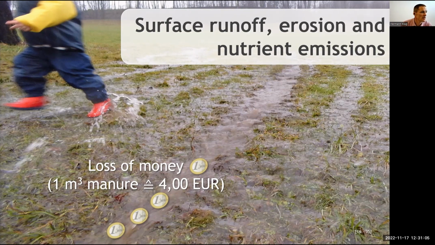So then I asked them, how much of it did you bring out to the field here? And then they just counted the amount of cubic meters and multiplied it with 4 euros. And then they said, oh, we are losing a lot of money. Yes, you are. And you're losing time, because now you have to buy industrial fertilizers because your manure is gone. It was on the field, so you have to buy fertilizers.